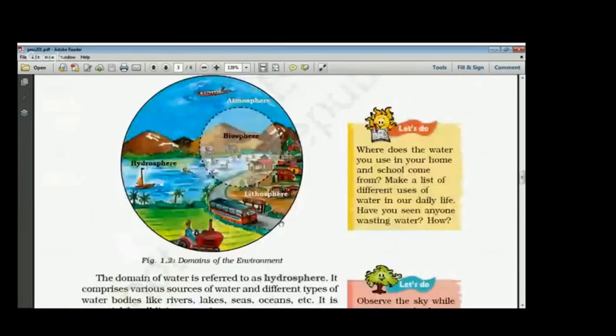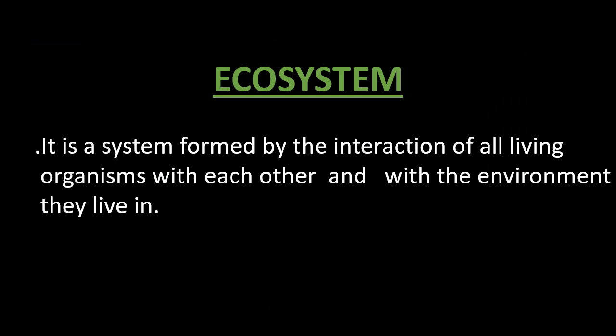Now the next topic is ecosystem. It is a system formed by the interaction of all living organisms with each other and with the environment they live in. Children, all plants, animals and human beings depend on their immediate surroundings. Often they are interdependent on each other.